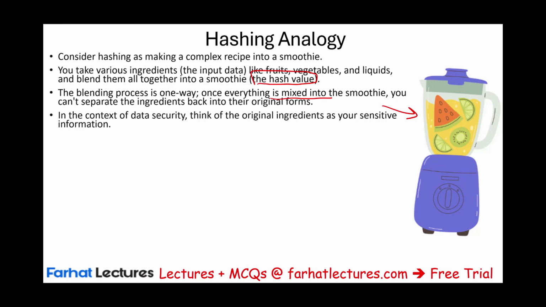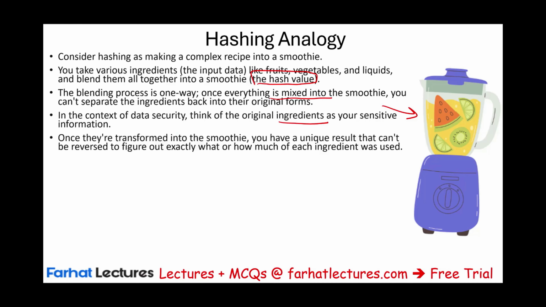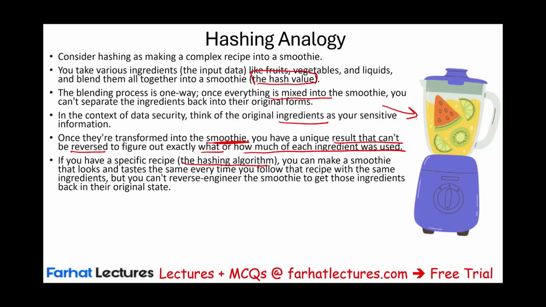So in the context of data security, think of the ingredients as your sensitive information, your password. Once the password is transformed into a smoothie, you have a unique result that cannot be reversed to figure out exactly what or how much of the ingredient you used. You can't go back and see the password. You can't go back and see Farhat. So if you have a specific recipe, the hashing algorithm, you can make a smoothie that looks and tastes the same every time you follow the recipe with the same ingredients, but you cannot reverse engineer the smoothie back to those ingredients. So simply put, if you have the word Farhat with a capital F, those are the secret ingredients.